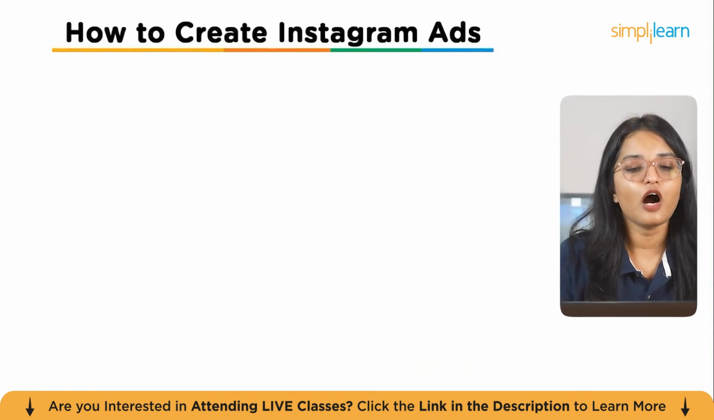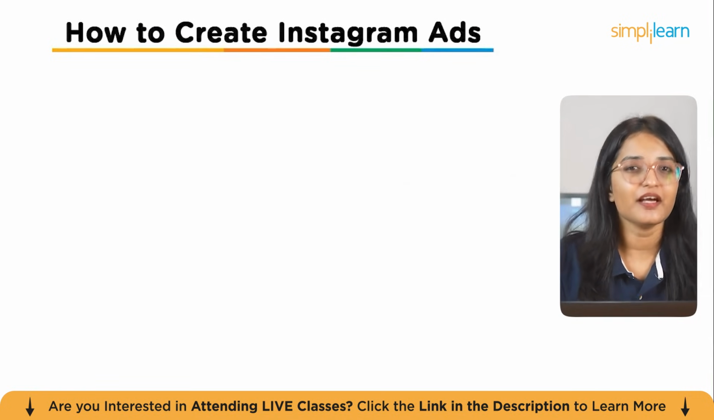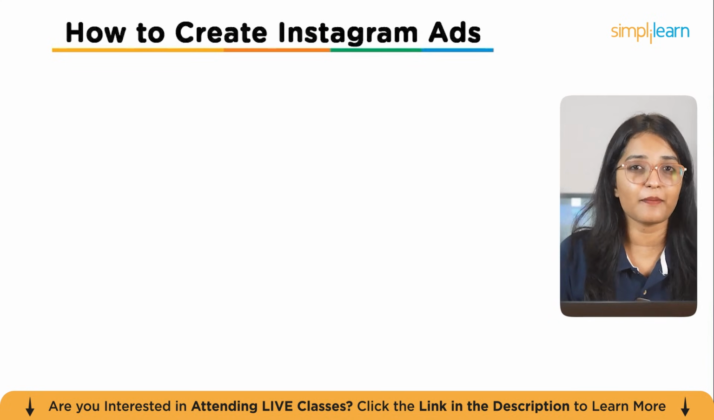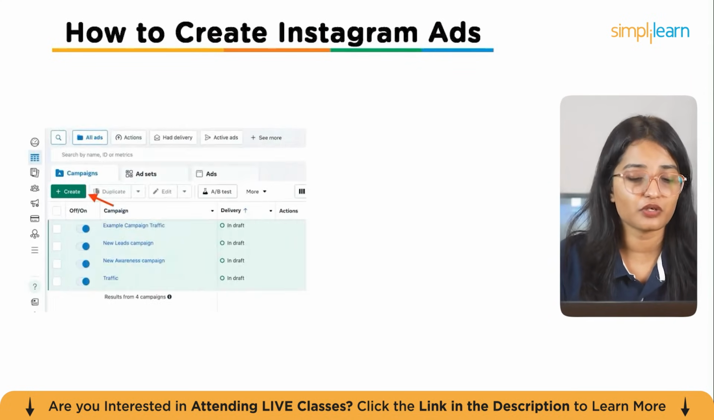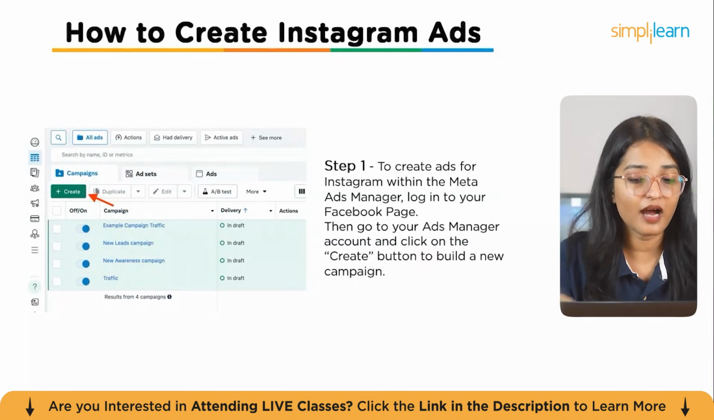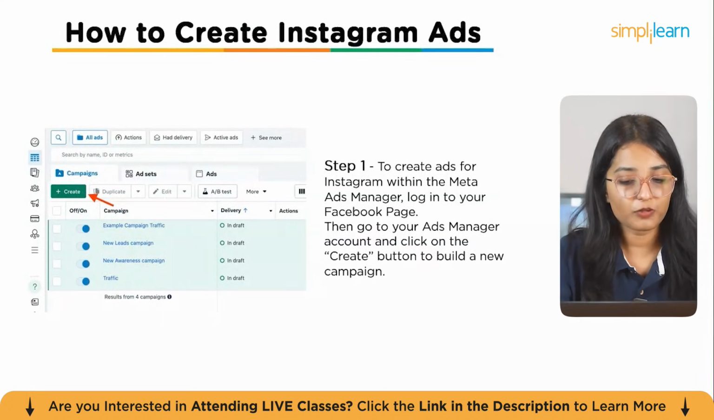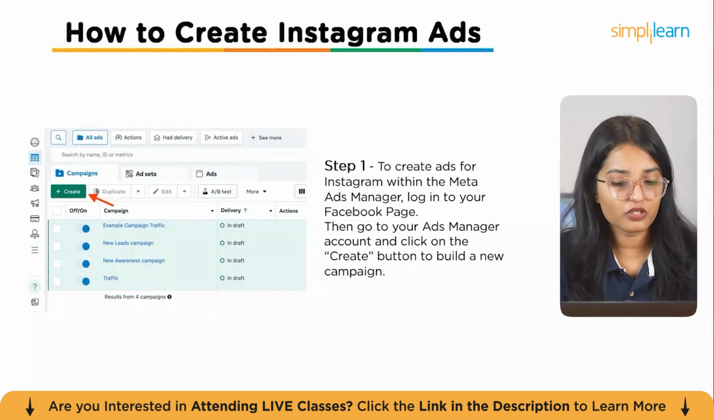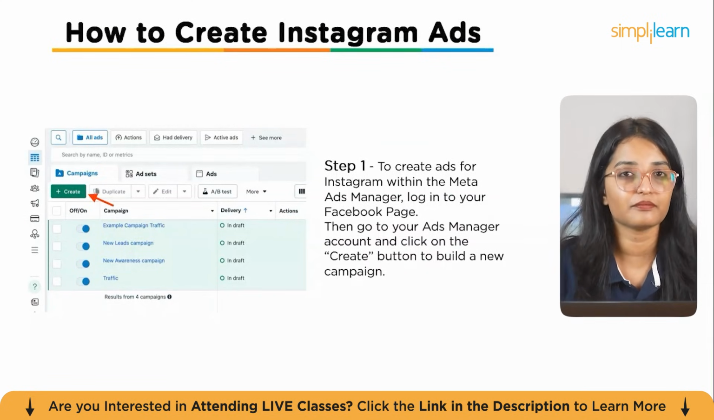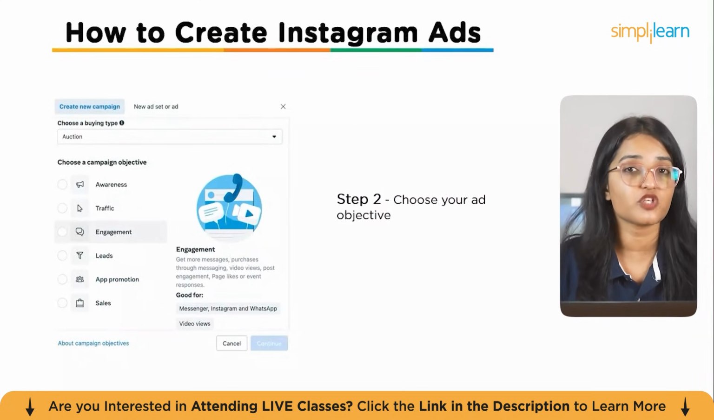Now, let's talk about how you can create Instagram ads. Don't worry, it's easier than you think. Here's a step-by-step guide on how you can set up and run your Instagram ads using the Ads Manager. Your first step is to create ads for Instagram within the Meta Ads Manager. Log into your Facebook page, then go to your Ads Manager account and click on the Create button to start building a new campaign. The second step is to choose your objective.